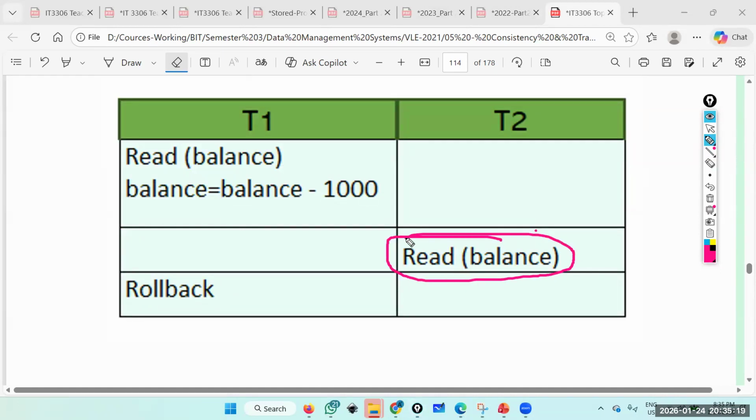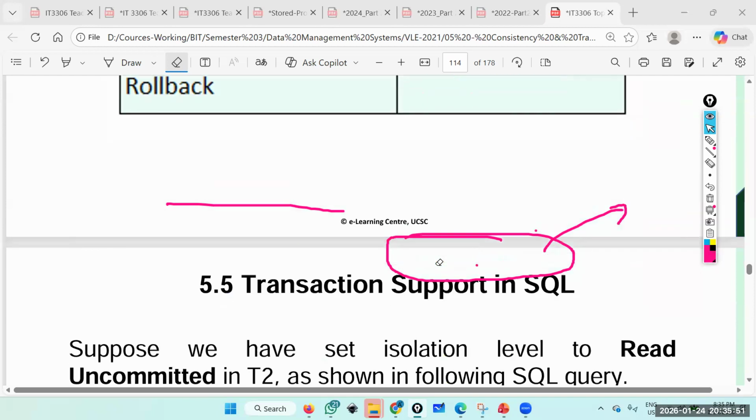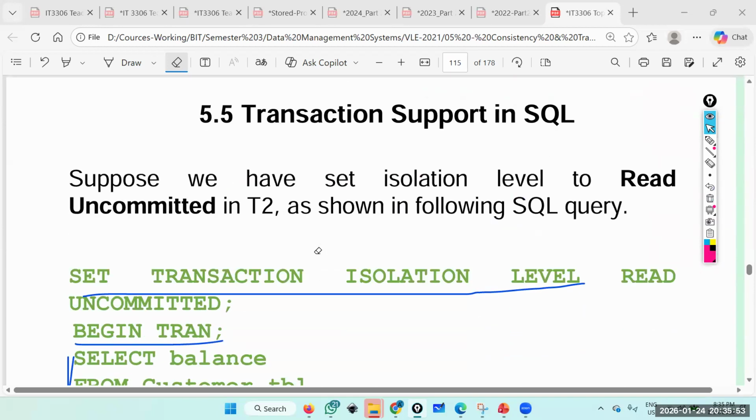So T2 is doing a dirty read. This balance has been updated by T1, which T2 read, and you can see that T1 has rolled back. Because you read dirty values, T2 doesn't wait for this transaction to complete, rollback or commit. So therefore, now you are in trouble. T2 is not giving the correct answer. So that is a practical example.